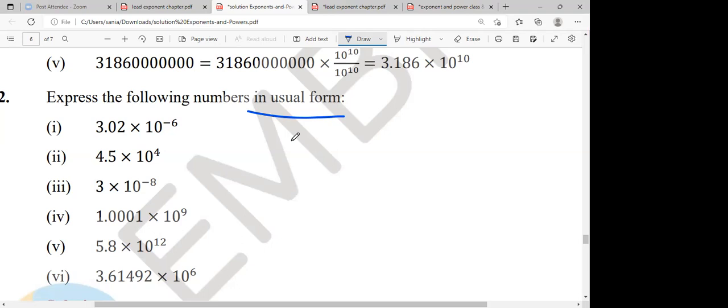Okay, ma'am. Let's just try it. 3.02 multiplied by 10 raised to the power minus 6.